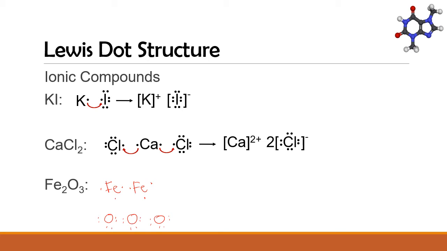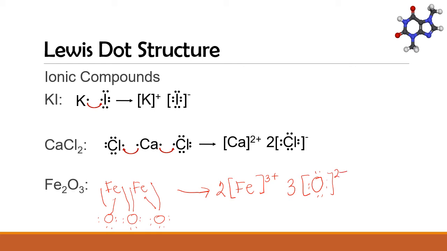So this iron donates 2 electrons to this oxygen. This iron donates 2 electrons to this oxygen, and this oxygen atom can receive 1 electron each from the remaining electrons of the 2 iron atoms. The Lewis dot structure for this compound becomes 2 atoms of iron with a 3 plus charge and 3 atoms of the oxide ion with a 2 minus charge.